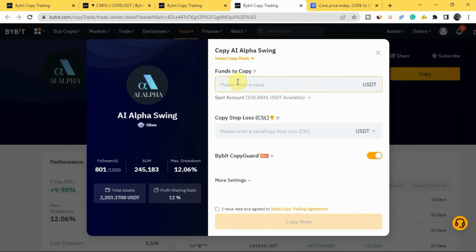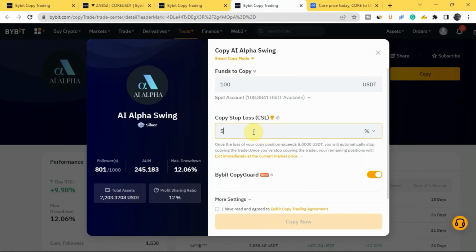What you just need to enter right here is the amount or the funds to copy. So let's say, for example, you want to copy with $100. So you enter $100 right here. And the next place you enter is your copy stop loss, the amount of money you are willing to risk. You can enter it in terms of USDT or percentage. So I'm going to use percentage right here, and I will enter 5%. So I'm only willing to risk 5% for every trade.